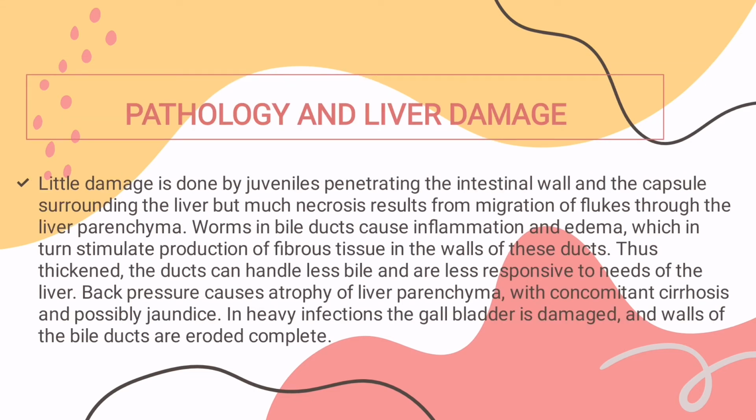The pathology and liver damage. Little damage is done by juveniles penetrating the intestinal wall and the capsule surrounding the liver, but much more necrosis results from migration of flukes through the liver parenchyma. Worms in bile ducts cause inflammation and edema, which in turn stimulate production of fibrous tissue in the walls of these ducts. Thus thickened, the ducts can handle less bile and are less responsive to the needs of the liver. Back pressure causes atrophy of the liver parenchyma with concomitant cirrhosis and possible jaundice. In heavy infection, the gallbladder is damaged and the cell walls of the bile ducts are eroded completely.